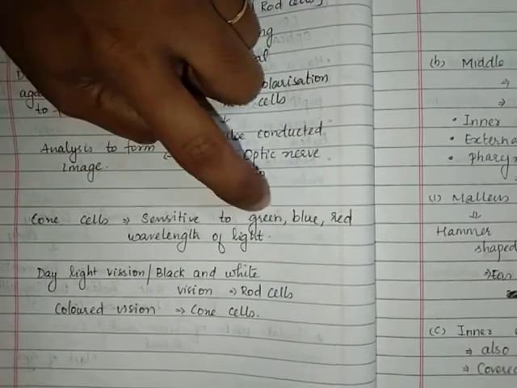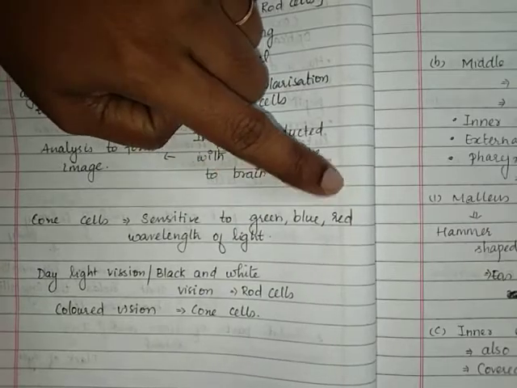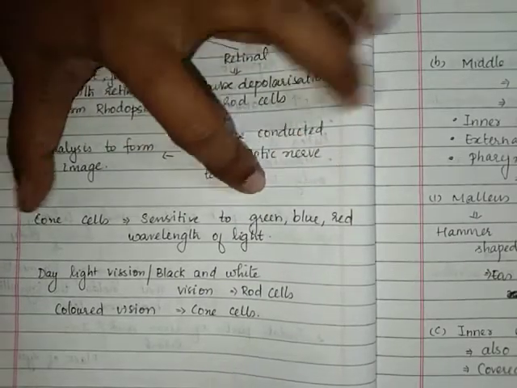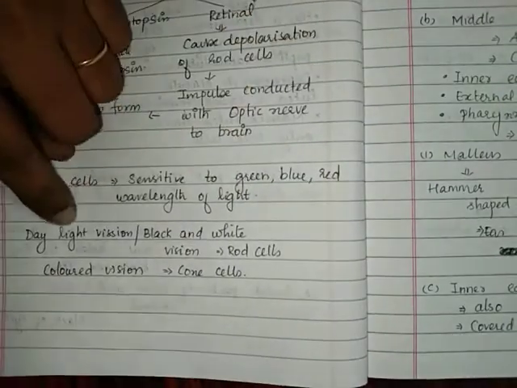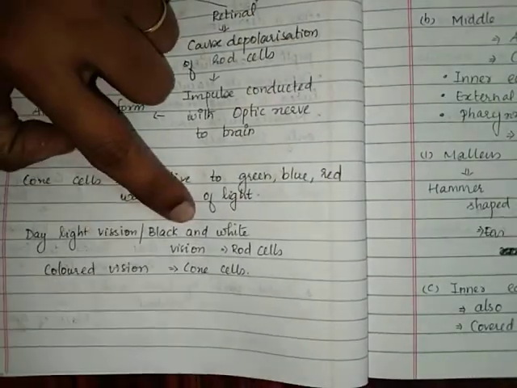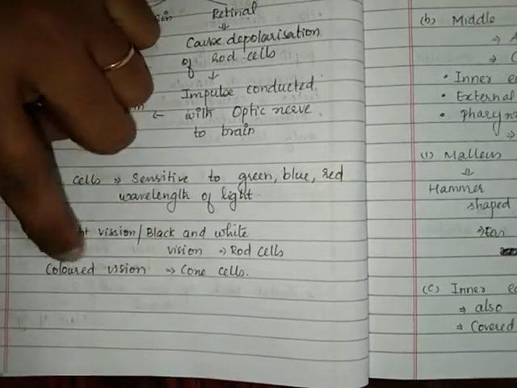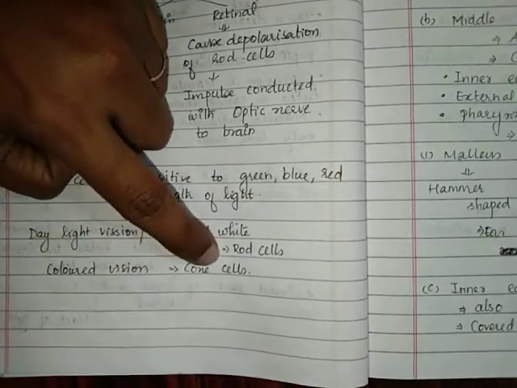These pigments will identify green, blue and red colors, and other colors will be formed by the combination, that is, by the analytical portion of the brain. So daylight vision, also called black and white vision, is possible with rod cells, and colored vision is possible with cone cells.